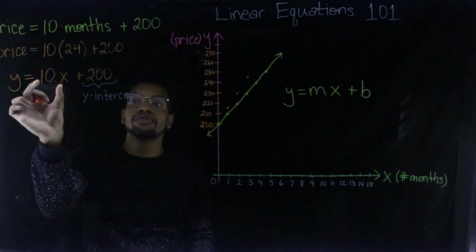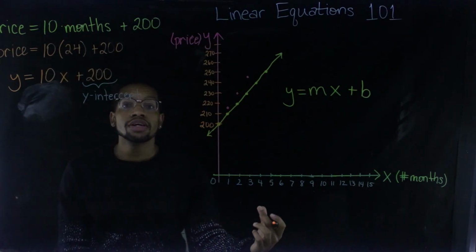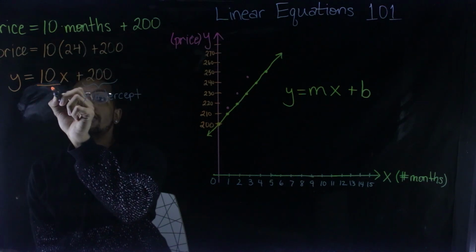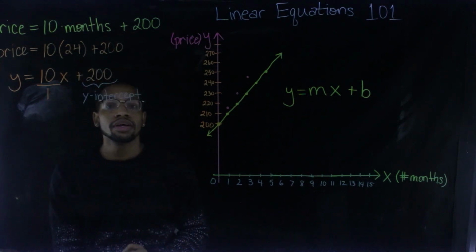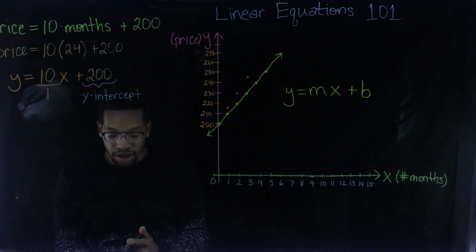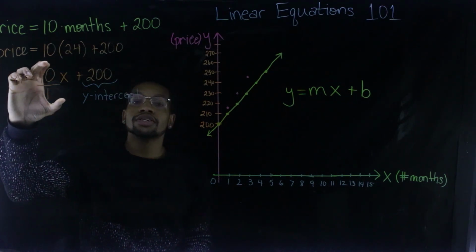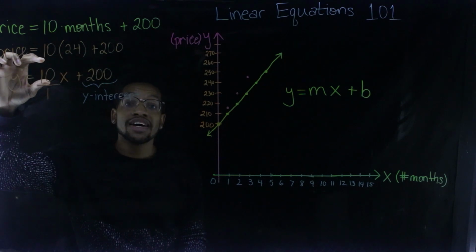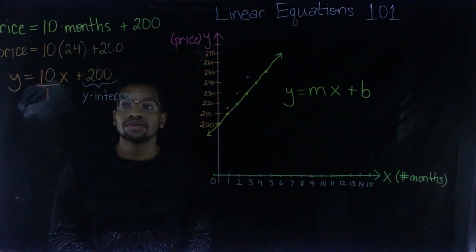Also, one thing to mention is that our 10 is our slope, right? And that 10 refers to, every month our price goes up $10. So it's really $10 for every 1 month of time that passes by. And the slope is important because there's two parts to the slope: the change in y, or the rise, and then the change in x, or the run.